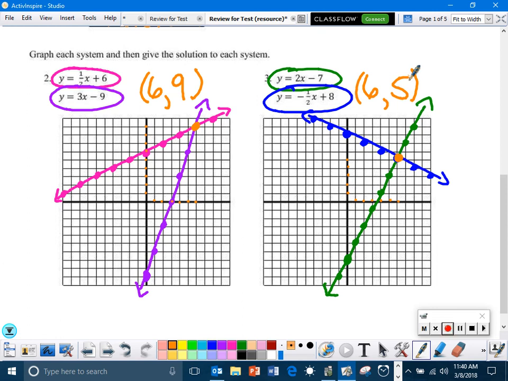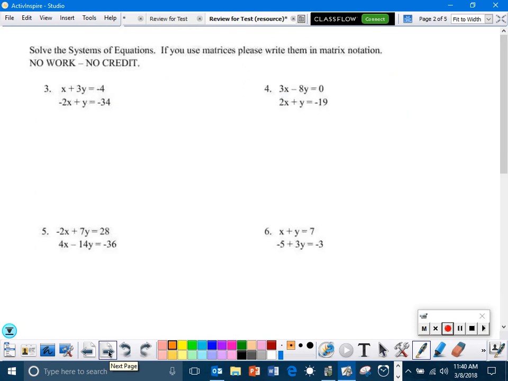All right, the next page requires a calculator. Here we go. Solve the system of equations. If you use matrices, please write them in the matrix notation. No work, no credit. Well, I'm going to do all of these with the matrix. Okay, that is the easiest, and I assume that's what you're going to want to do on the test.